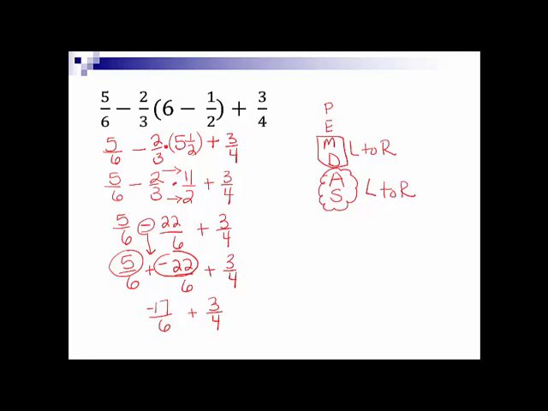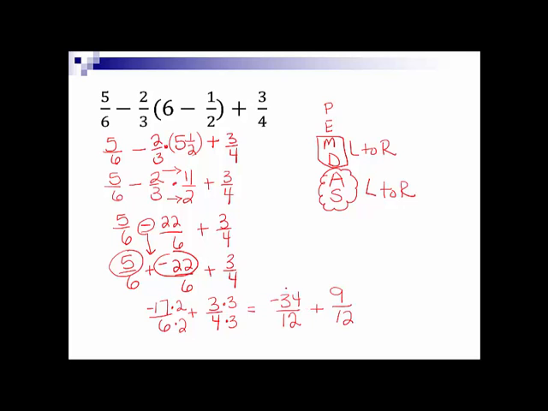Now I need to take negative 17 over 6 plus 3/4. I have to find a common denominator. Common denominator could be 12. So I'll multiply 6 by 2, which means I'll multiply negative 17 by 2. I'll multiply 4 by 3, which means I need to multiply the 3 by 3, to get equivalent fractions. So 17 times 2 is negative 34 over 6. Oh, I'm sorry, not over 6. My common denominator is actually 12. So negative 34 over 12 plus 9 over 12.